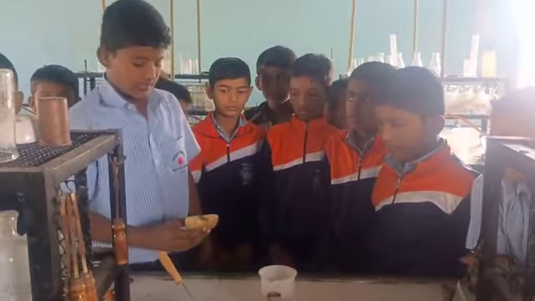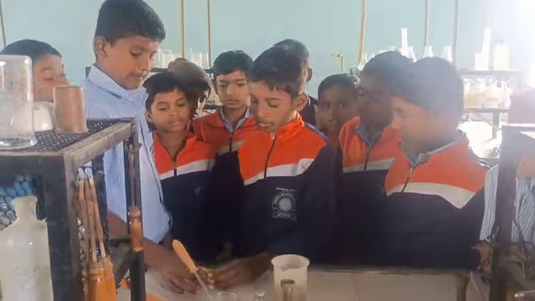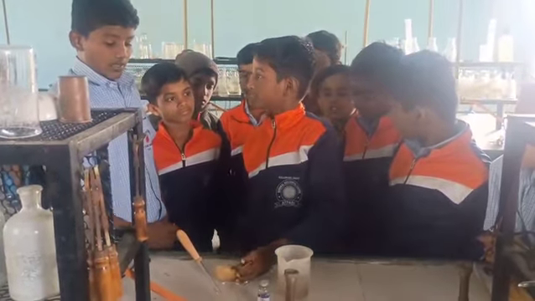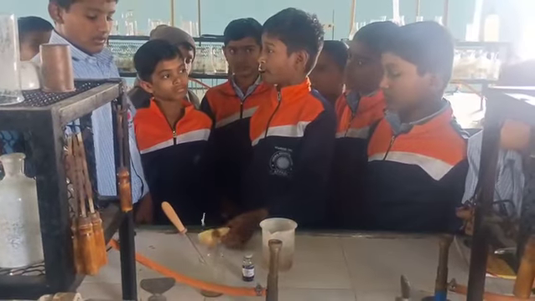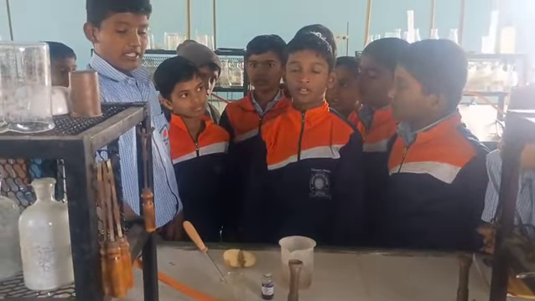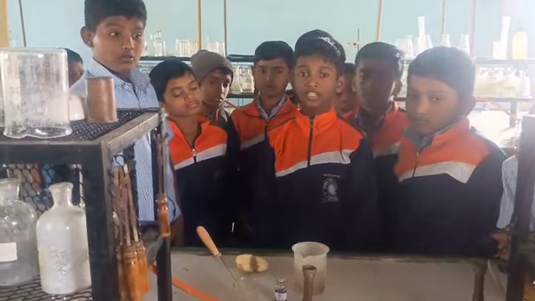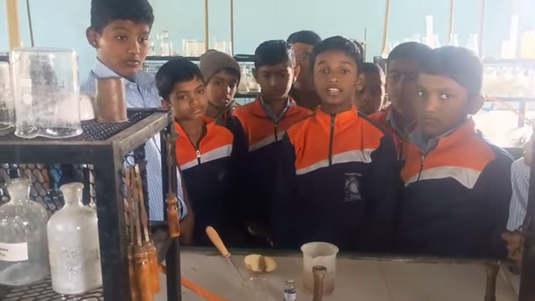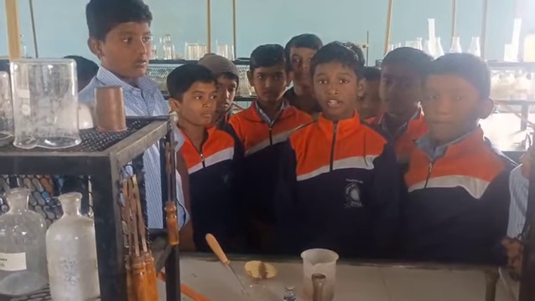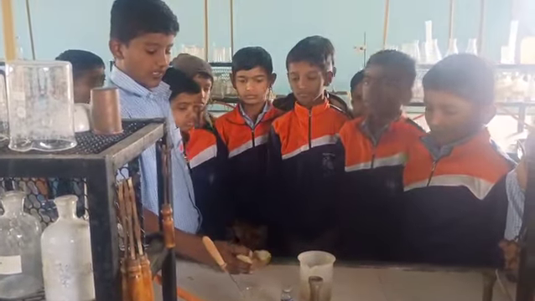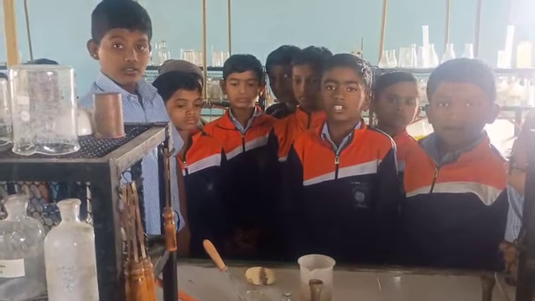Then we observe. What do you see? The potato color has changed. Which color is the potato? The potato color is blackish blue. Why is the potato color blackish blue? Starch turns blackish blue when in contact with iodine. What is the inference? The inference is that there is starch in a potato.